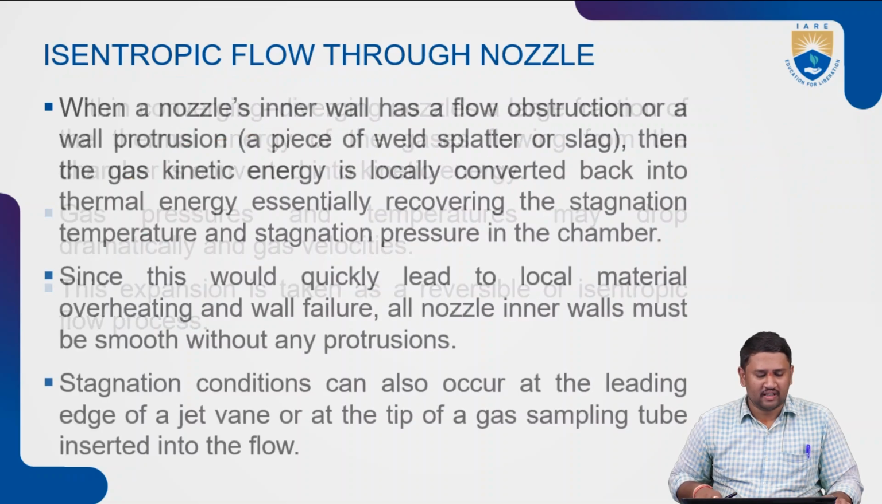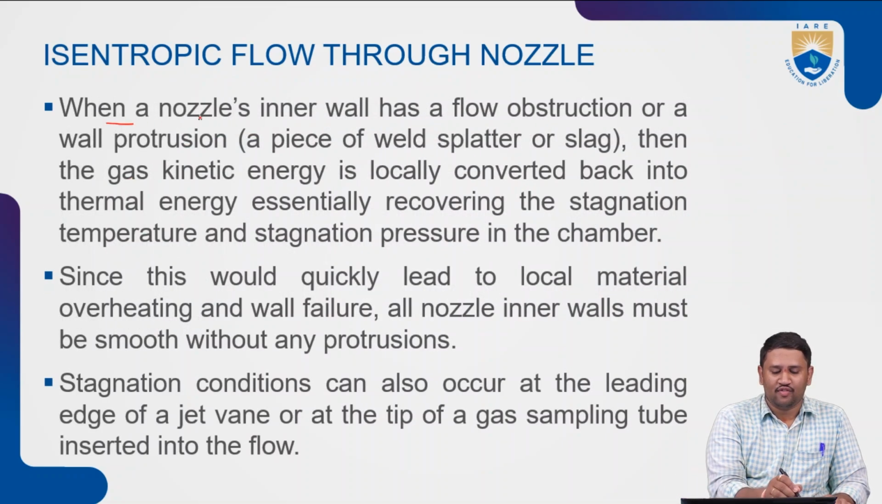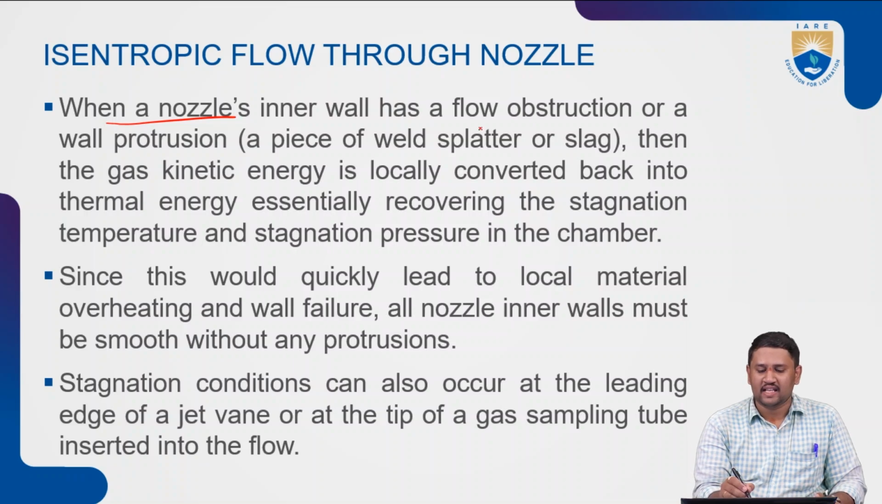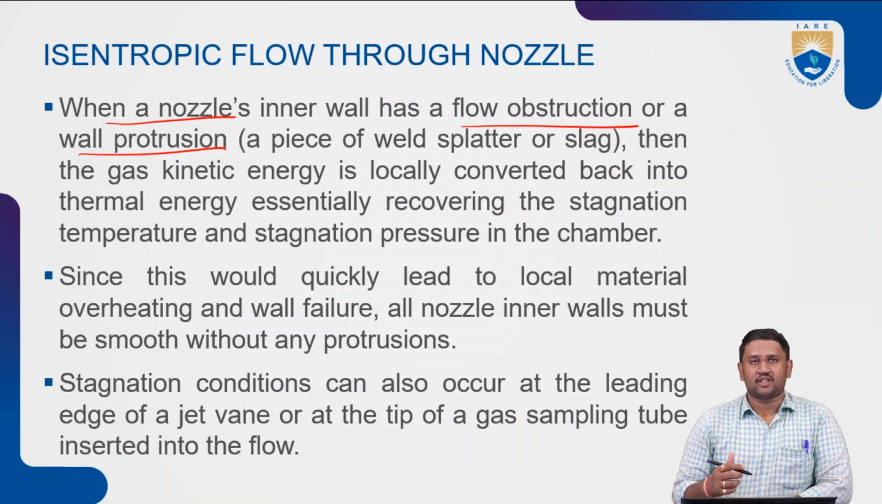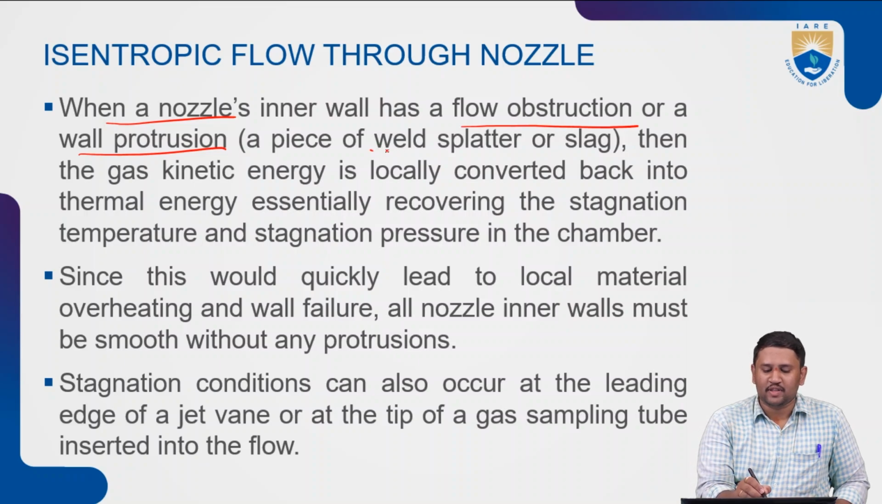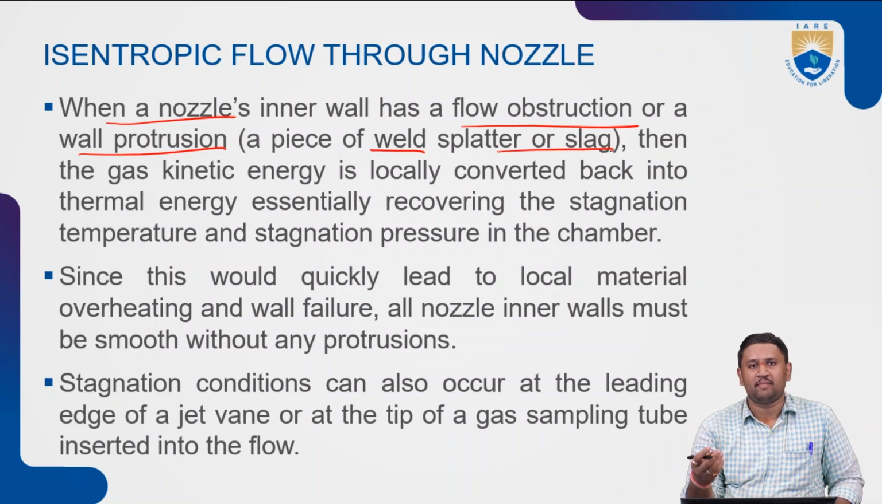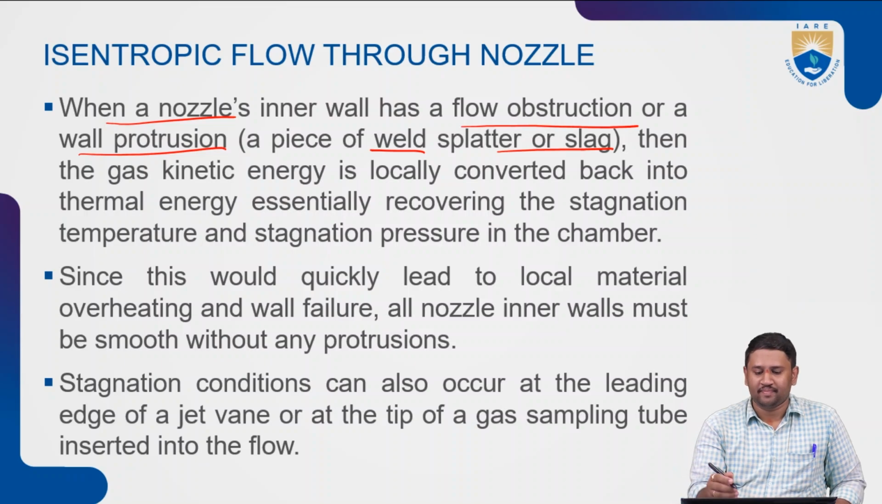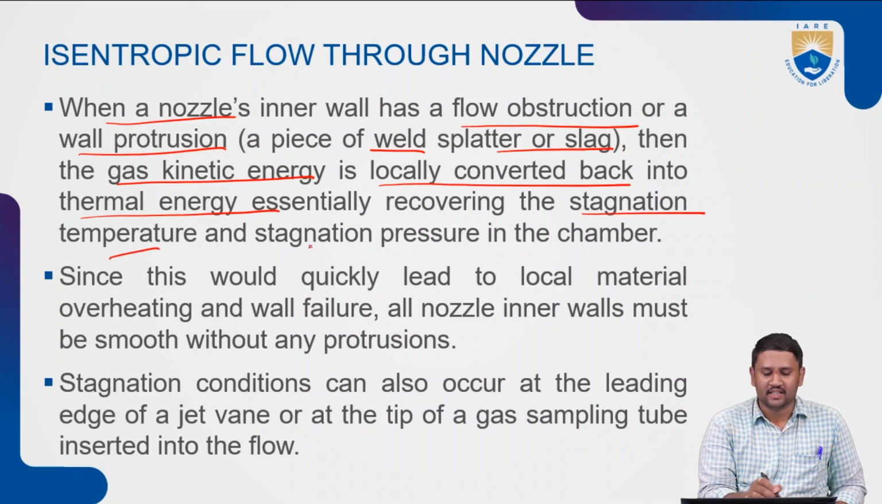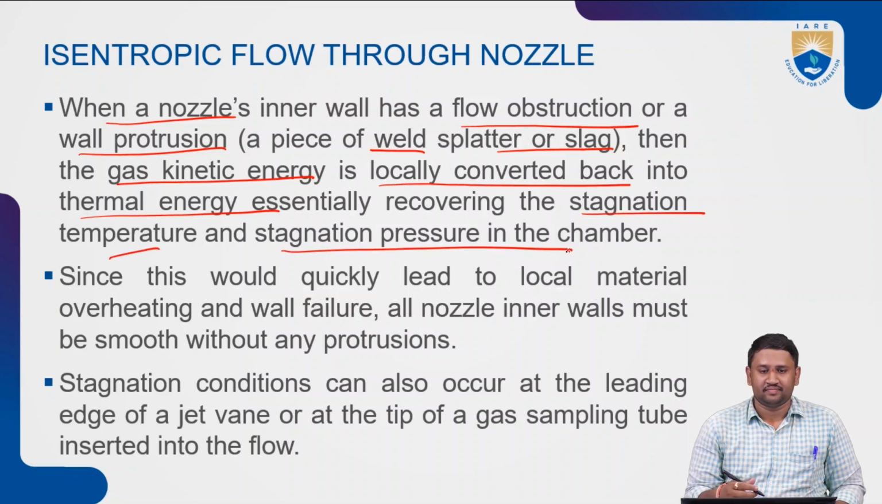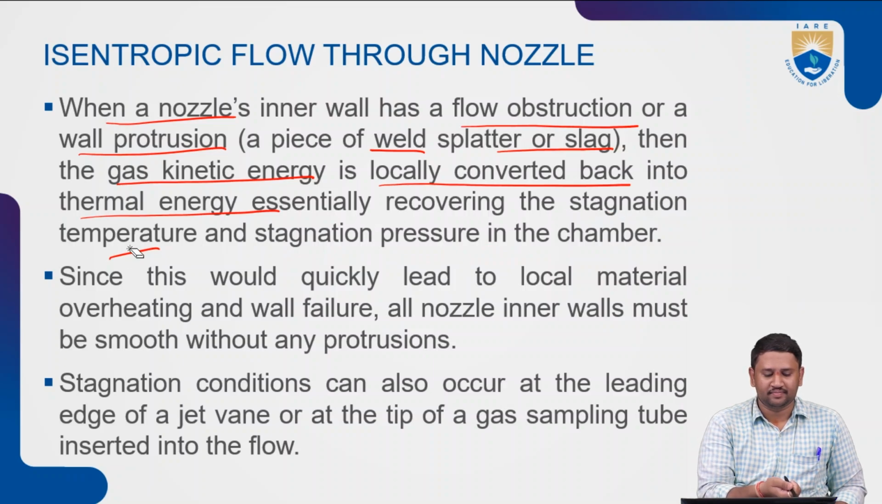What do you mean by a reversible isentropic flow process? We'll understand. When a nozzle's inner wall has a flow obstruction or a wall protrusion, particularly a piece of weld or slag generated by metal melting or metal erosion, then the gas kinetic energy is locally converted back into thermal energy, recovering the stagnation temperature as well as stagnation pressure in the chamber.